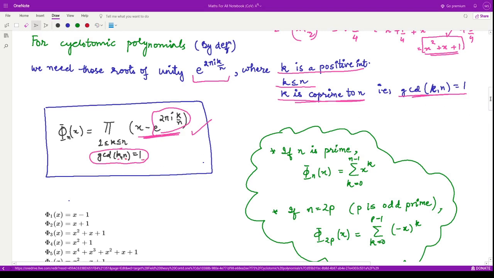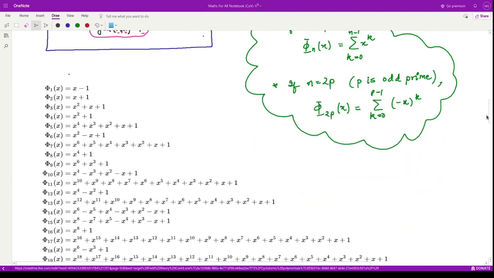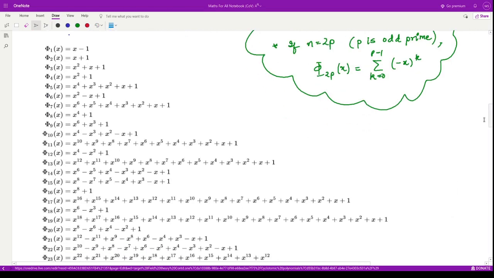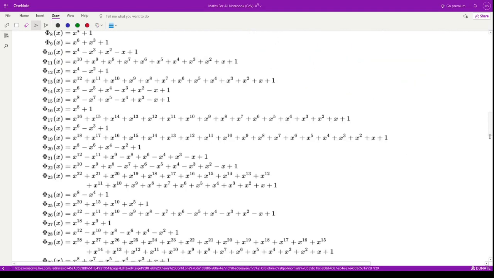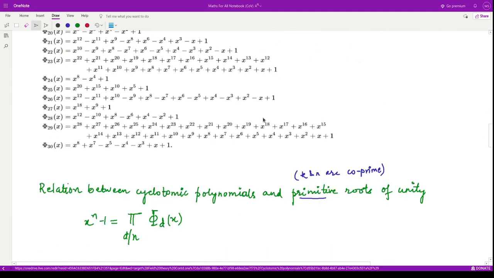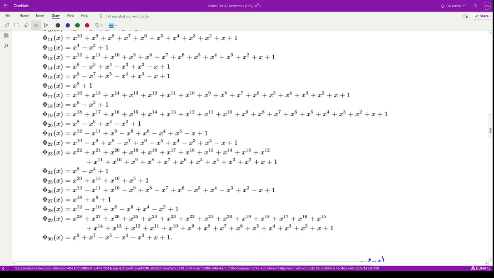So now for integers n varying from 1 to 30, the cyclotomic polynomials are written like these. You can have a look. All the coefficients here are either 1 or minus 1, right? And in some cases the coefficients here are 1, minus 1 or 0, right? You can see.